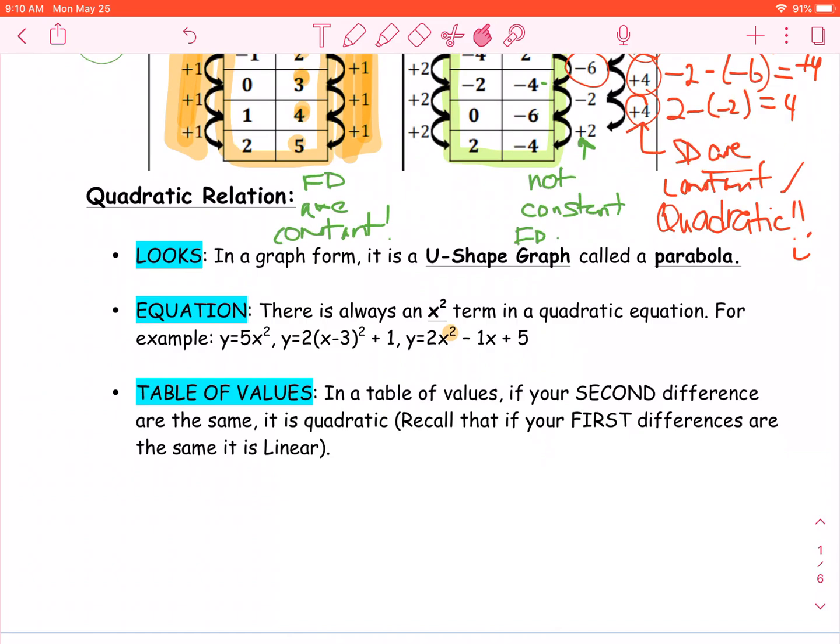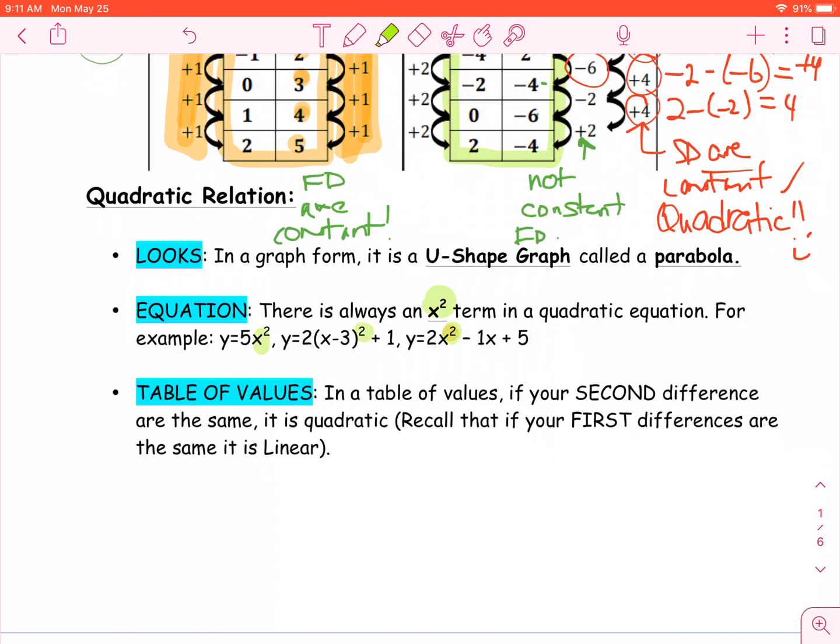For your equation, there's always an x squared term. This is very important in a quadratic equation. So for example, we have 5x squared as an example of an equation. We have y equals 2x minus 3 squared plus 1. That's very important. And then we have y equals 2x squared minus 1x plus 5. In those 3 different equations, they all represent quadratic relations.